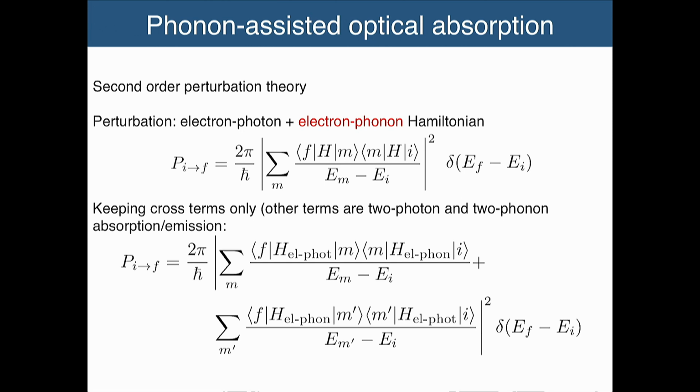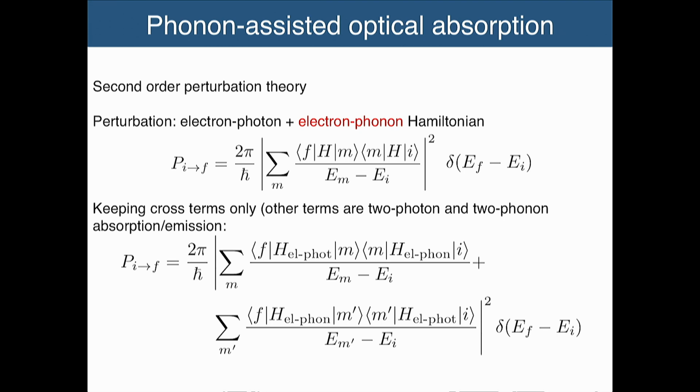Now, each of these H perturbation Hamiltonians contains the electron-photon part and the electron-phonon part. So here we really have 4 terms: electron-photon 2 times, or electron-phonon 2 times, or the cross terms, where one of them is the photon and the other is the phonon, like this one. If you want to study phonon-assisted absorption, we need to keep the cross terms only. The other 2 terms are either 2-photon absorption or 2-phonon absorption.